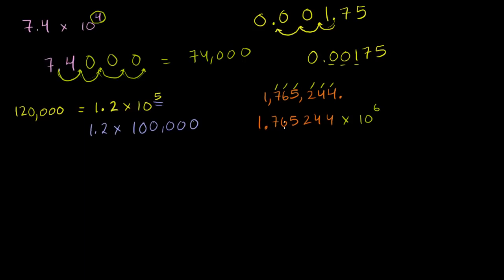So it's 1.765244 times a million, which makes sense. Roughly 1.7 times a million is roughly 1.7 million. This is a little bit more than 1.7 million. So it makes sense. Let's do another one.